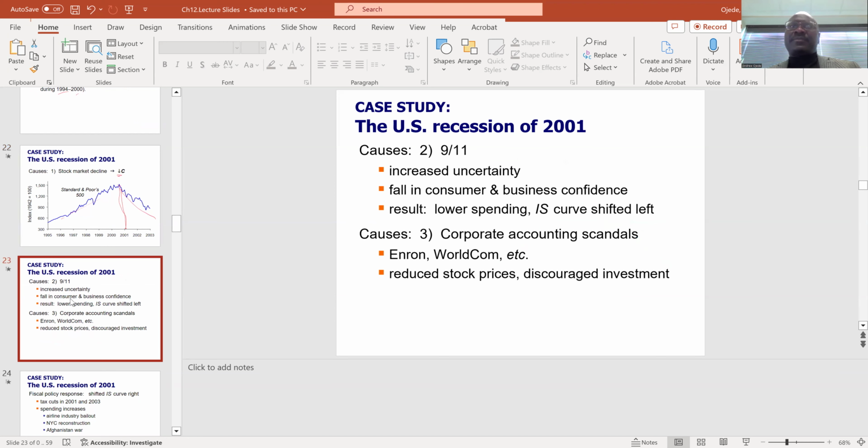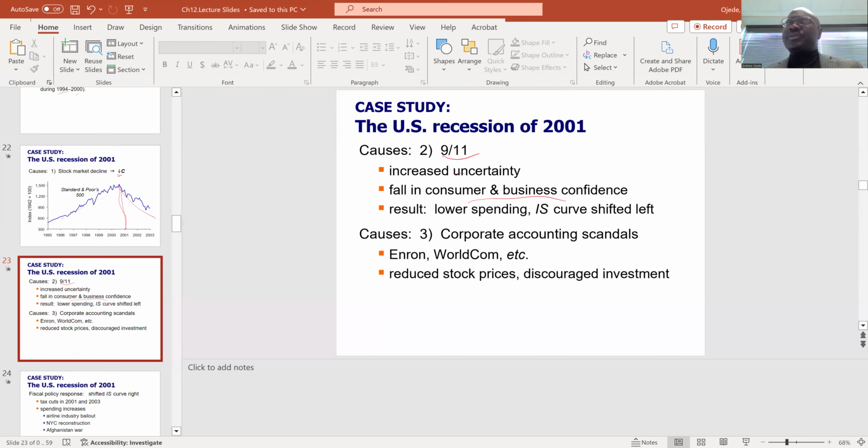Following that, the cause of the 2001 recession, as I told you, was the 9/11 terrorist attacks on US soil, which led to increased uncertainty and a fall in consumer and business confidence. The result was lower spending, so the IS curve shifted to the left.